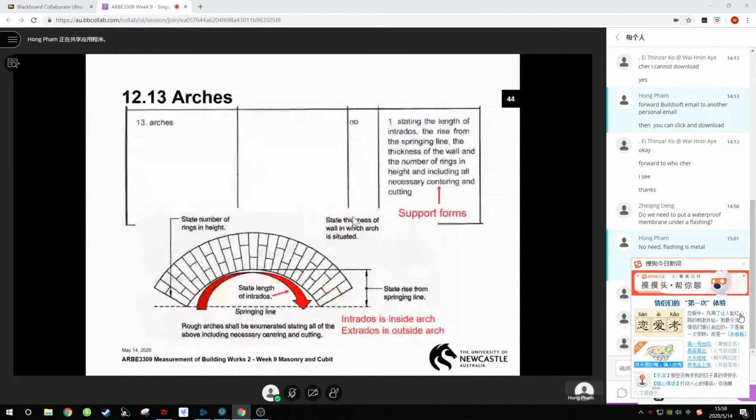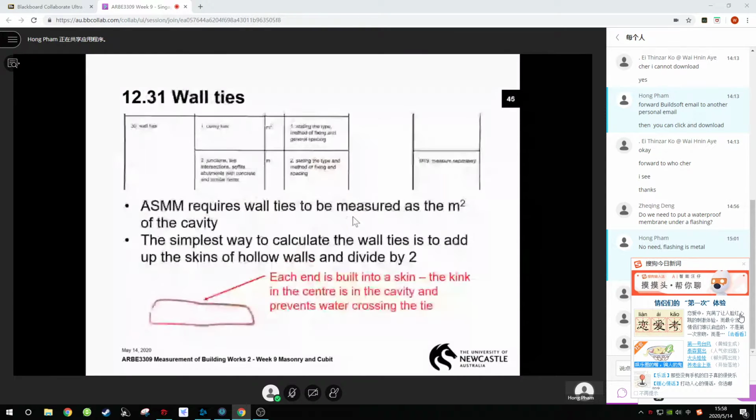Wall ties. You say, oh no, how are we going to measure wall ties? They're really big and scary. They're at certain centres. The method asks us just to give the area of the wall ties. The way I measure wall ties, super easy. You get to the end, you take all your hollow brick walls, and you add all the area of the hollow brick walls up, divide by 2, and that's the area for your wall ties. Wall ties tie the two walls together.